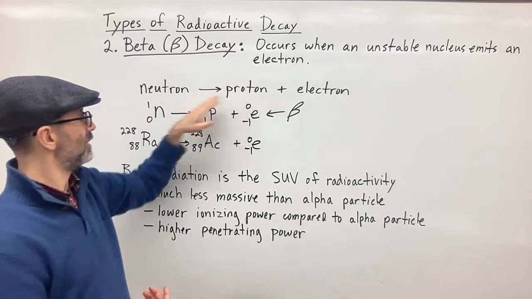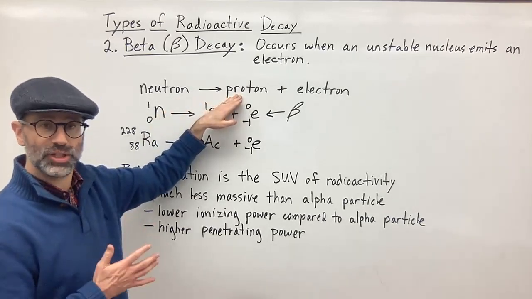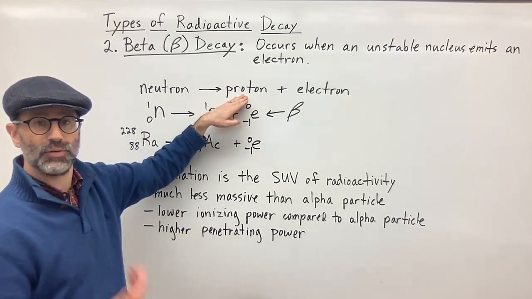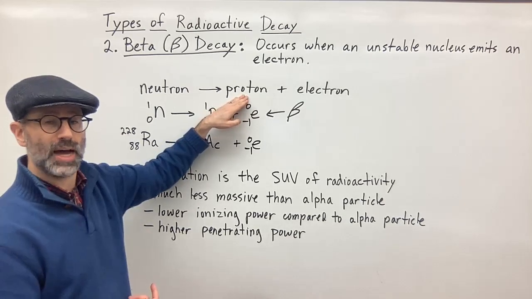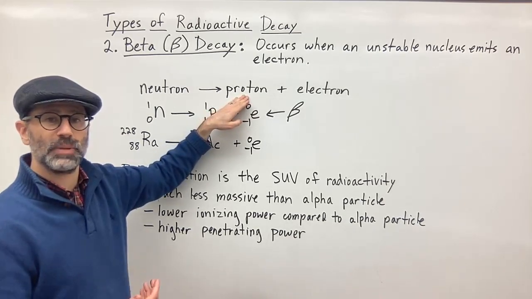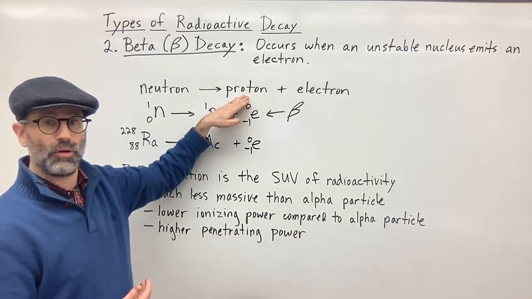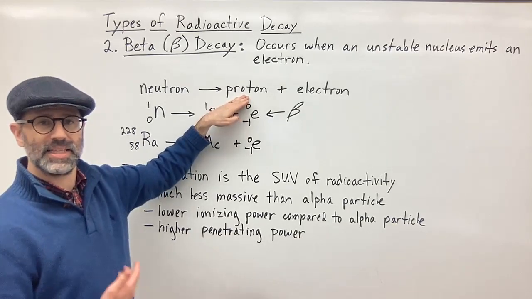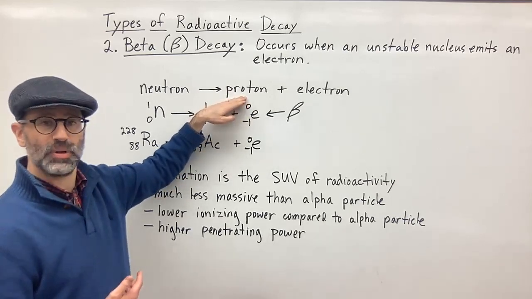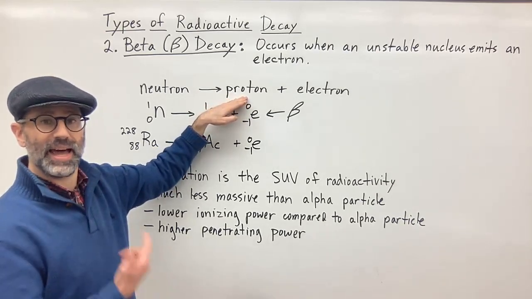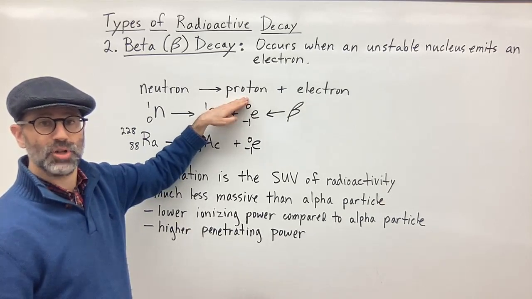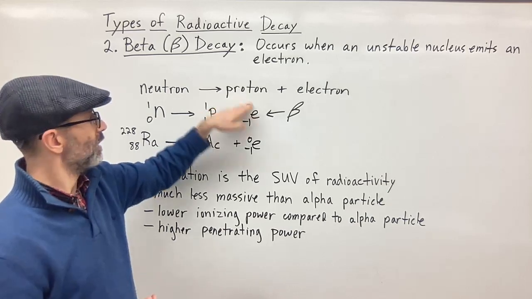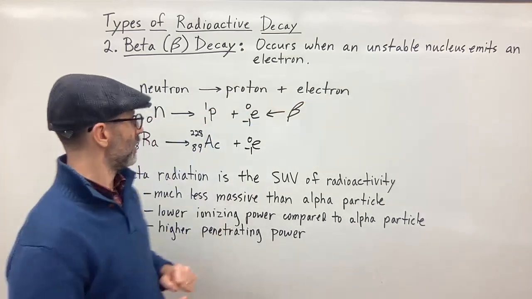And so in this case, the mass number is not going to change, but you've gained a proton. You've lost a neutron, you've gained a proton, so now you have one more proton. And remember, protons determine the identity of the element. So if you change the number of protons, you change the element. And in this case, the daughter isotope is going to have one more proton than the parent isotope or nuclide. And so there you have the electron.